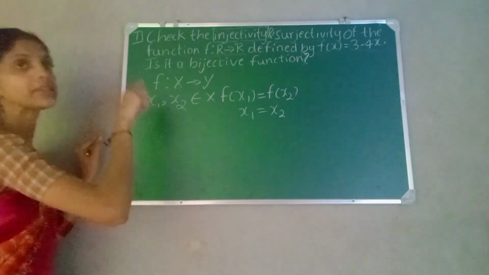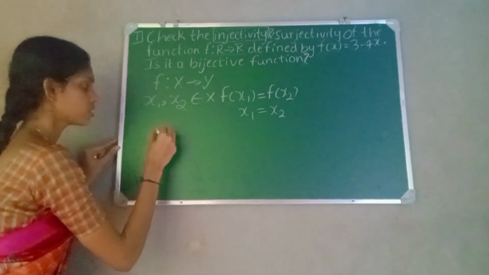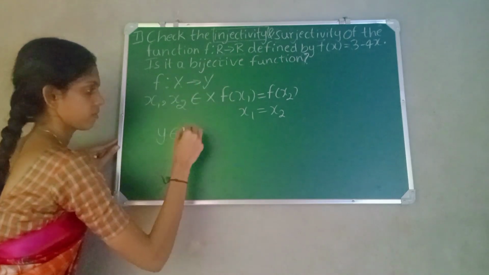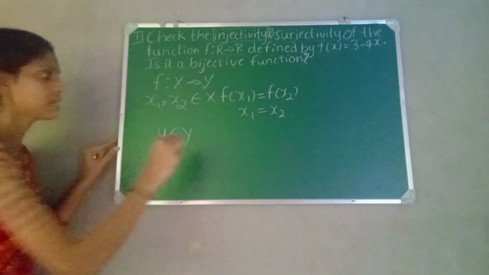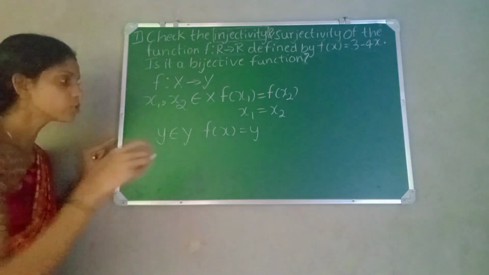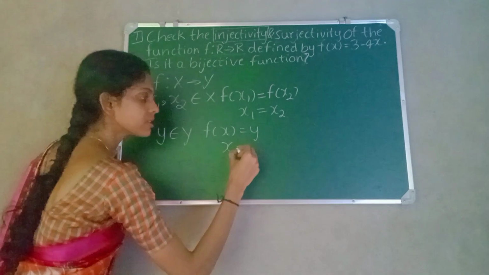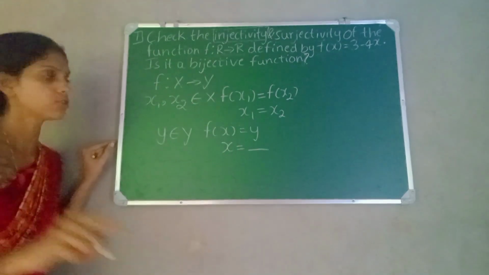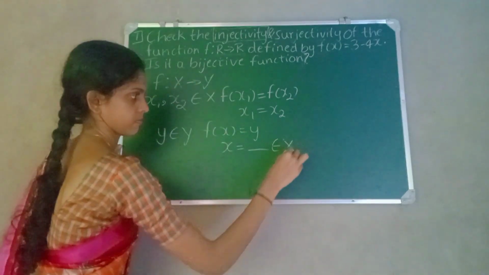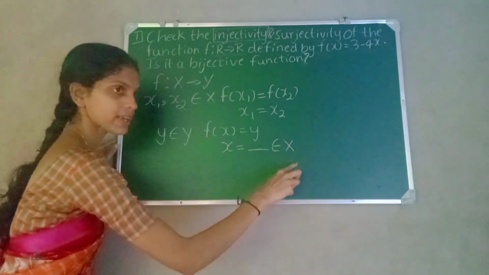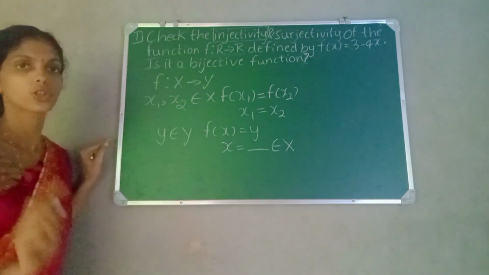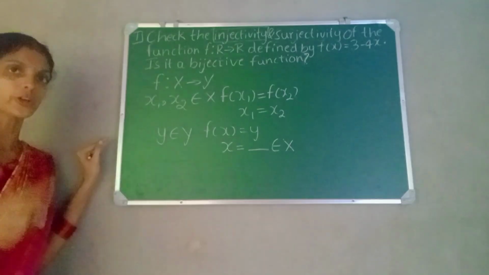In the same way, to prove whether the function is onto, we take a general element y belonging to Y such that f of x is equal to y, and do some simplification. After the simplification you get the x value. You have to show that this x value belongs to X. If it belongs to X, then the function is onto. So this is the general pattern to solve 1 to 1 and onto problems.